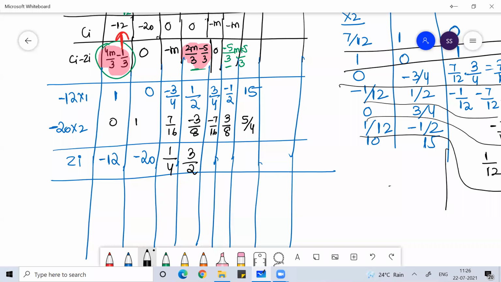Then again this is minus 9. This is plus 140 by 16, so this will be minus 4 by 16, minus 1 by 4. Then this is 6, and this is minus 60 by 8. So this will be minus 12 by 8, which means minus 3 by 2.